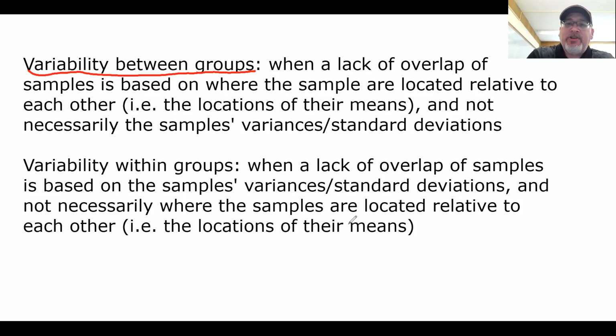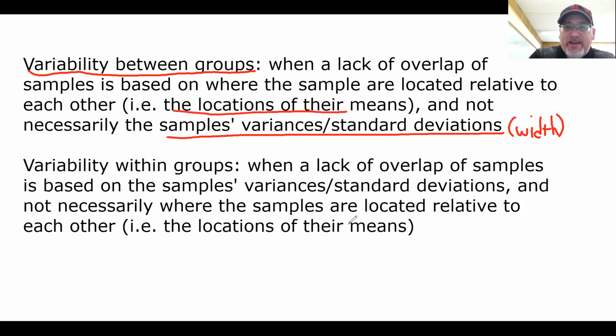Visually speaking, when we talk about the sample's variance or standard deviation, what we're really talking about is the width of those boxes, loosely speaking. And when we talk about the location of their means, what we're loosely talking about is the center, not really the center, but some number in the middle, a measure of central tendency representing each box. So if we have boxes that don't overlap, not necessarily because of how wide they are, but because of where they're positioned relative to each other, we would call that variability between groups.